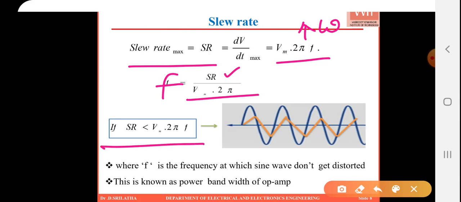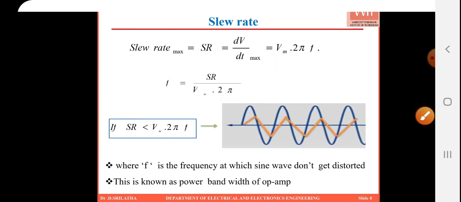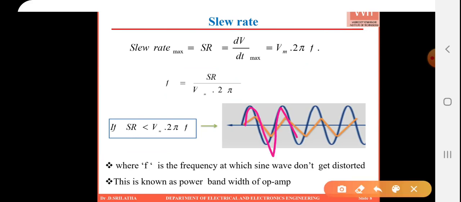So if the slew rate is less than Vm times 2πf, we will get distortion at the output waveform like this. If we give this blue sinusoidal signal, we will get this orange waveform at the output whenever the slew rate is less than Vm 2πf. If the slew rate is greater than or equal to this maximum value of slew rate, then the output waveform will be approximately equal to the sinusoidal signal, like the input signal.